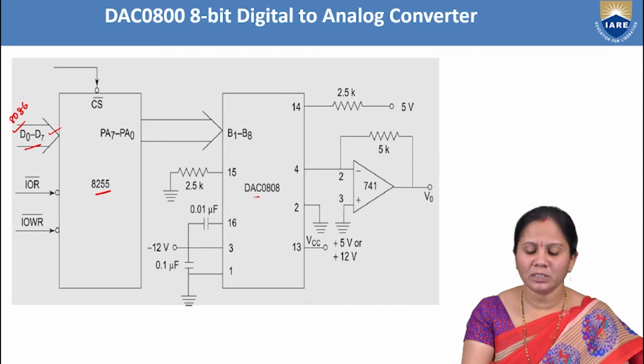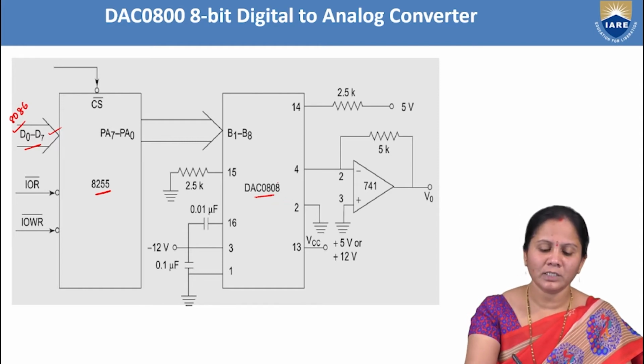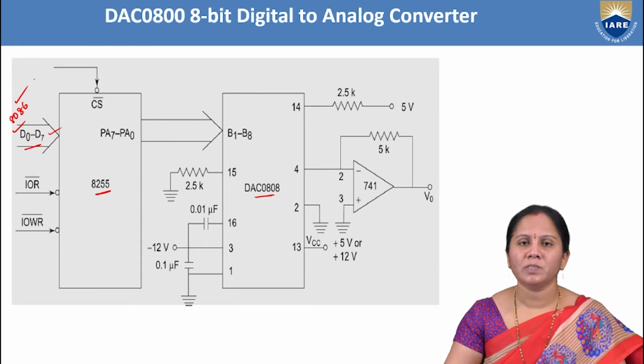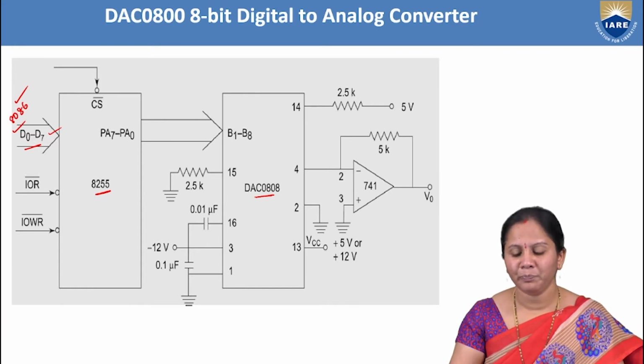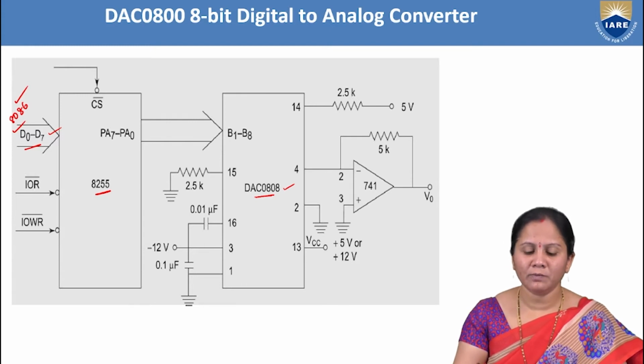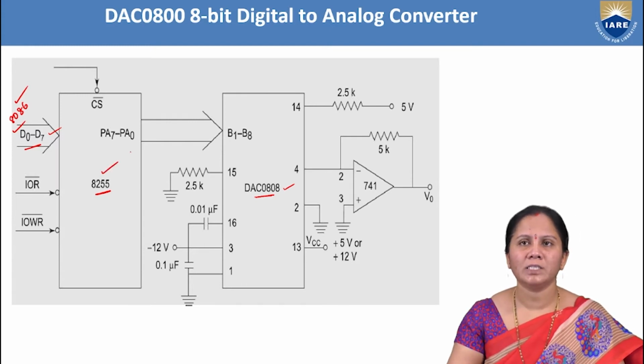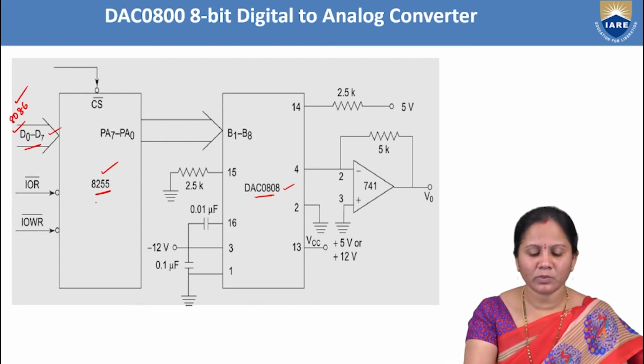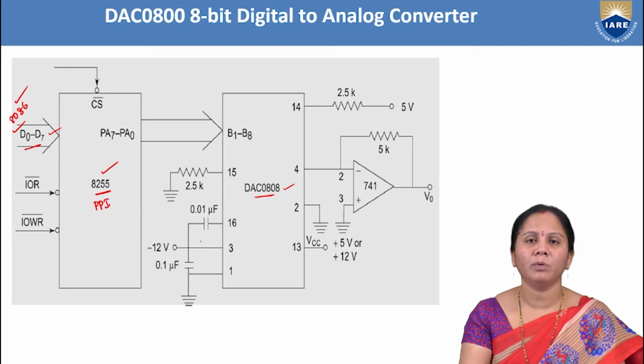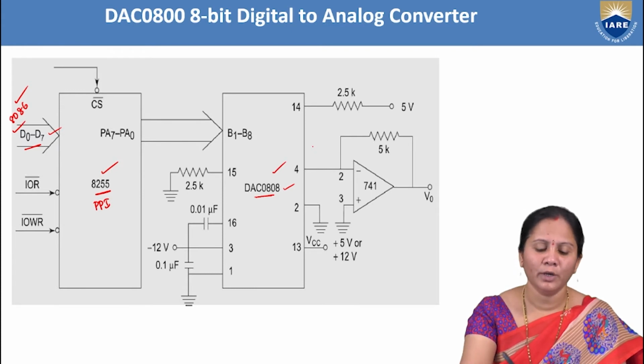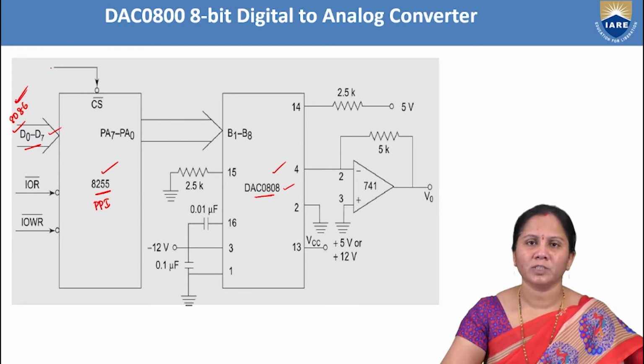So as we know here, this is DAC 0800. That means this is a digital to analog converter, and it is interfaced to 8086. As we have seen in the starting of the session, in order to connect these peripheral devices to 8086, compulsorily we should use this 8255 IC as a medium. That is why it is called PPI, Programmable Peripheral Interface. So this IC will interface these peripheral devices to the 8086 microprocessor.